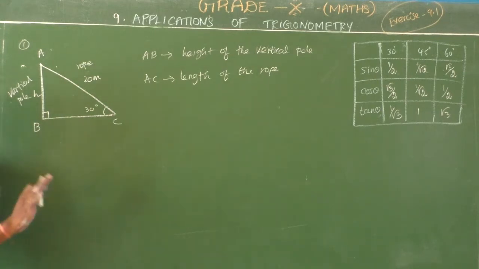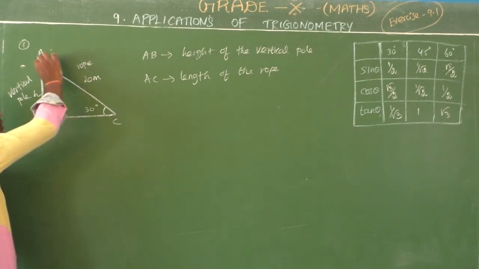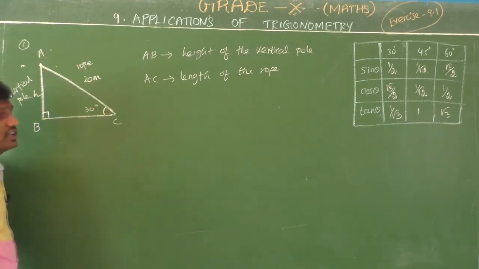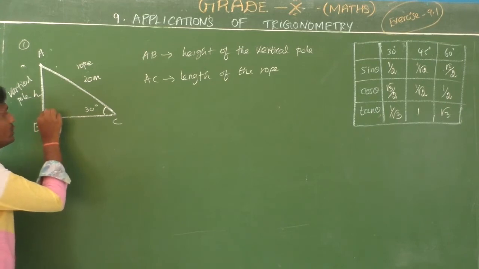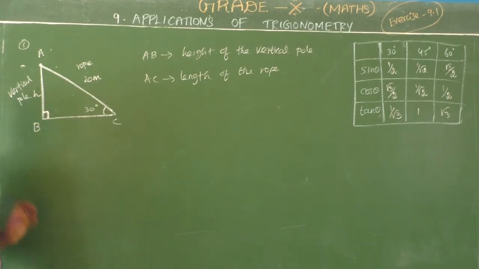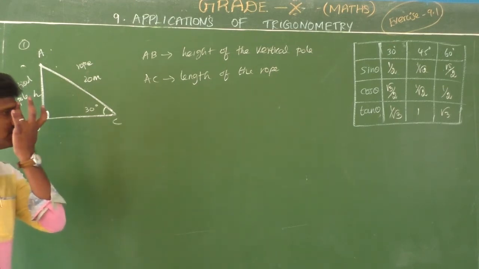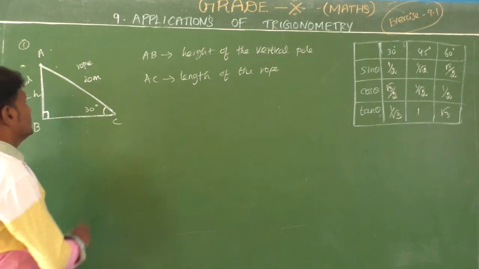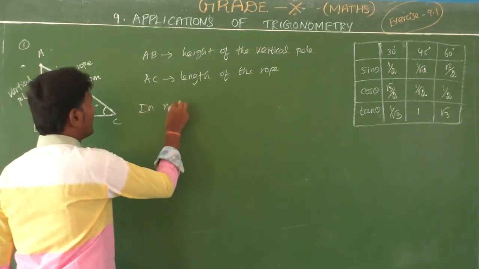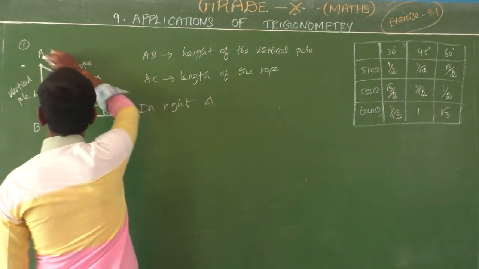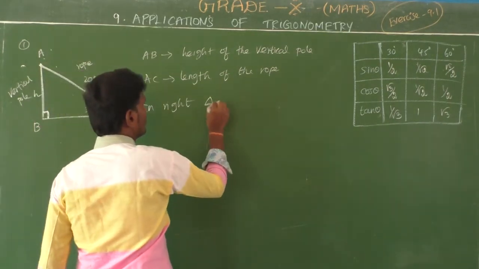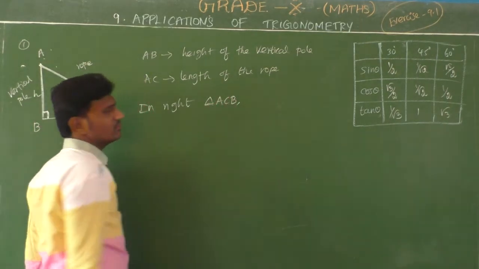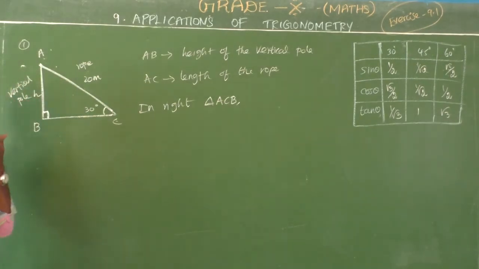Yes. Now what are the things you have? Means the angle of elevation theta you have, and one more thing, the length of the rope is going to be considered as what? A hypotenuse, because the longest side of a right angle triangle is what? A hypotenuse only, no? Yes. Now in right triangle ACB, right triangle ABC, we are going to take what theta?